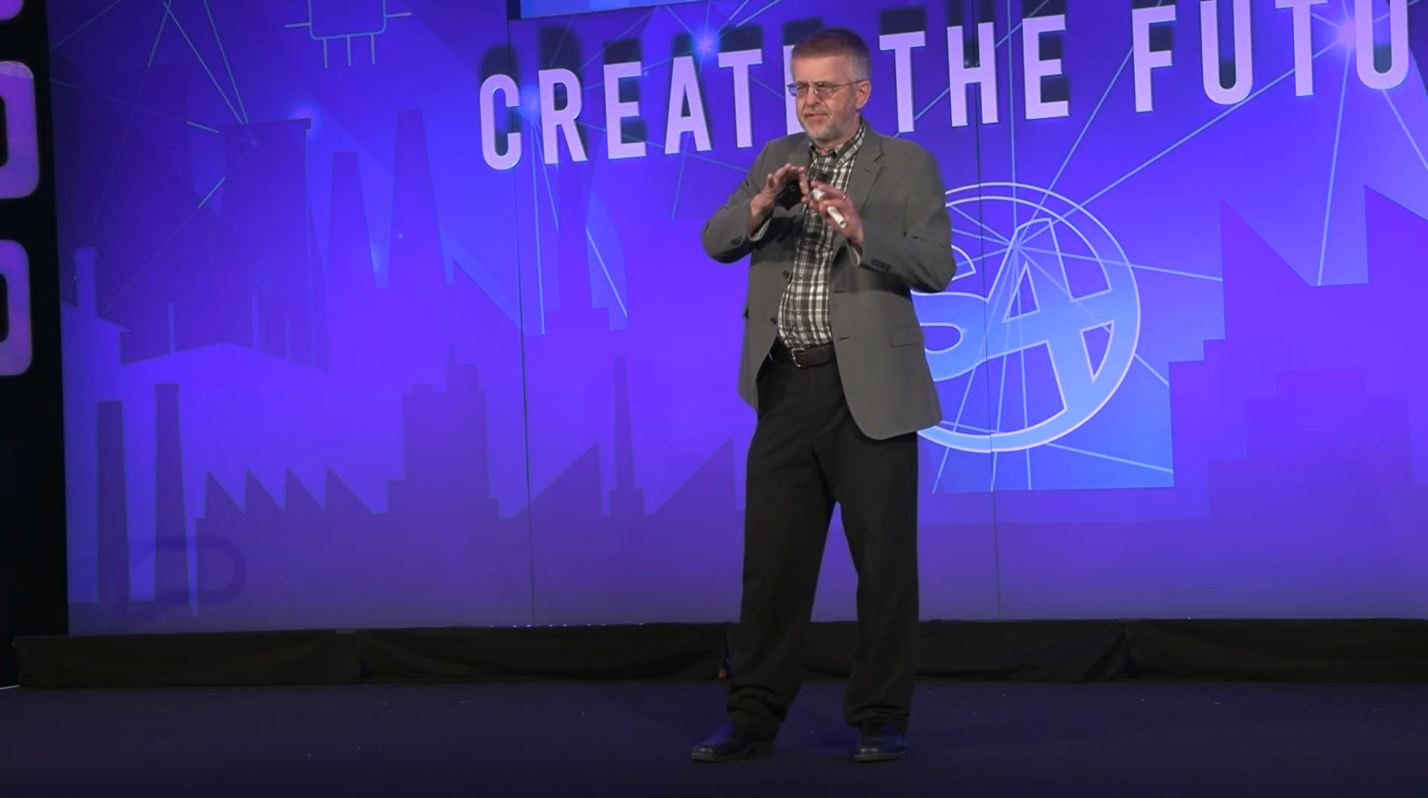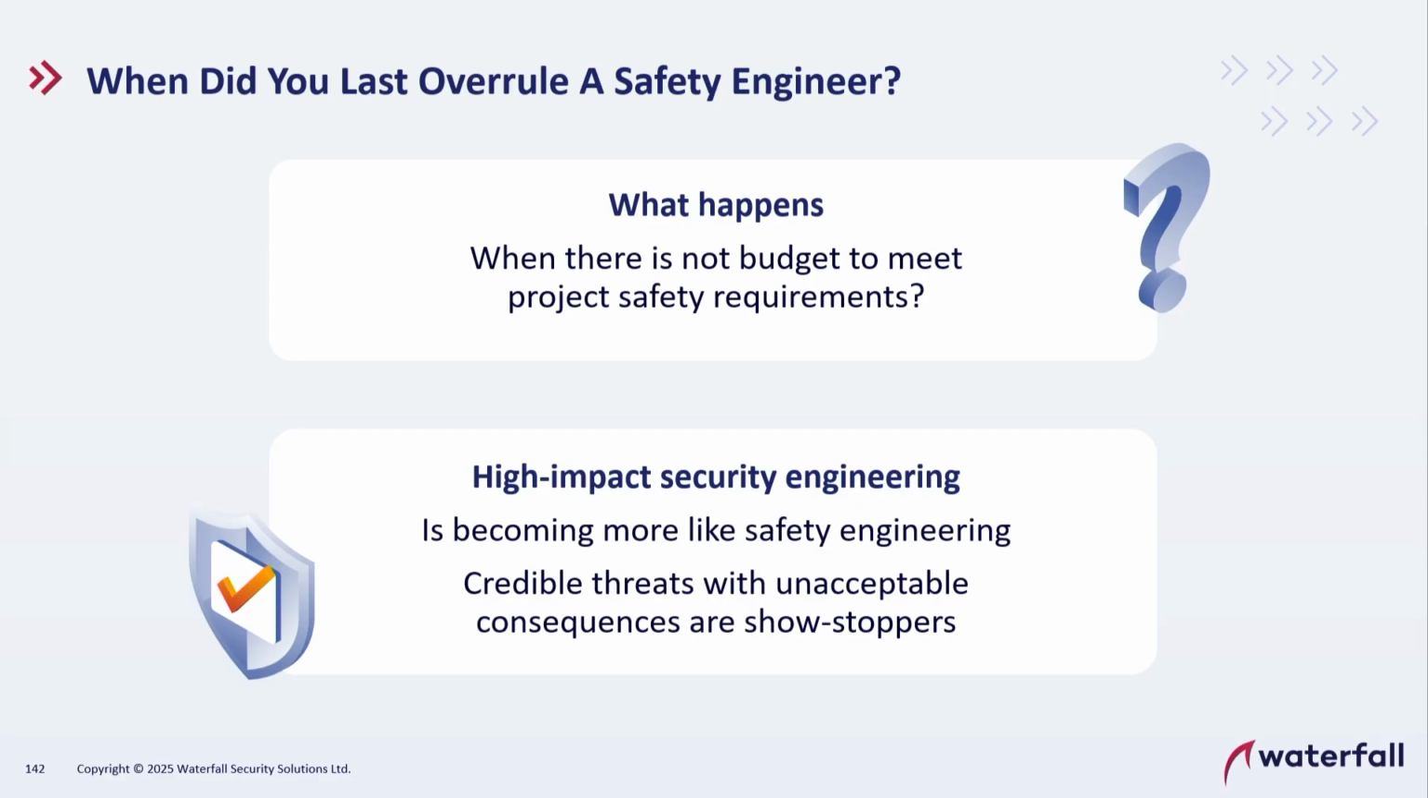Cybersecurity in the high impact space is changing. It's becoming more like safety. Not in that safety models random equipment failures, but it's becoming more like safety in terms of process. When was the last time you saw a manager overrule a safety engineer?